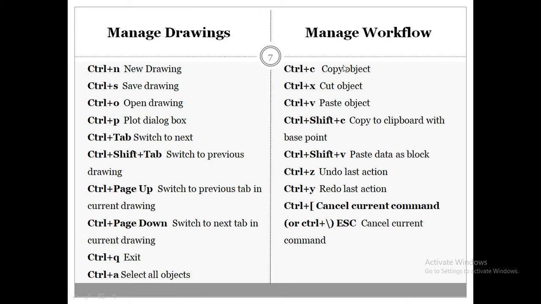If you want to change anything in workflow, we have to type Ctrl plus C. It will copy the object. If we type Ctrl plus X, it will cut the object. Ctrl plus V, paste. Ctrl plus Shift plus C means it will copy to clipboard with base point. If we click Ctrl plus Shift plus V, it will paste the data as a block. If we want to undo the action, we have to click Ctrl plus Z. If you want to redo, Ctrl plus Y. If you want to cancel the current command, Ctrl plus Escape.